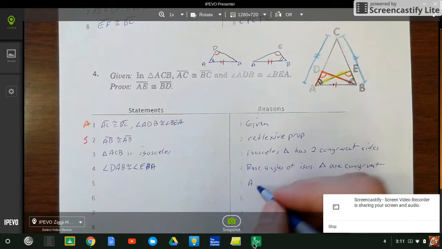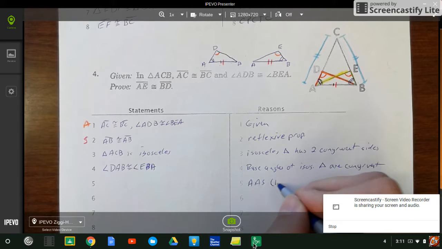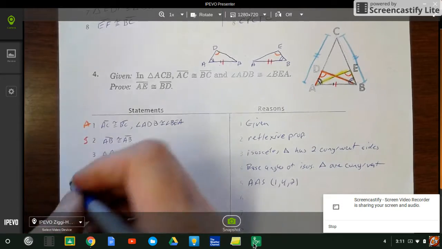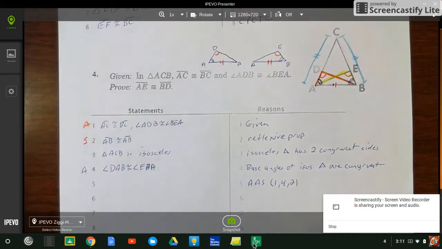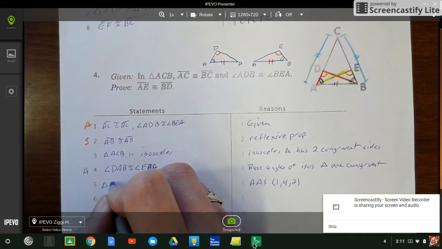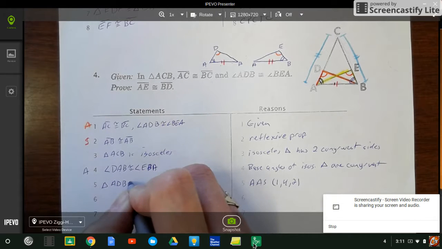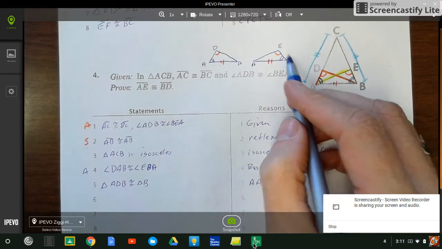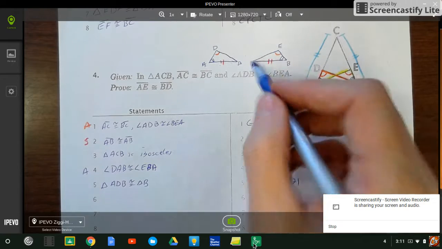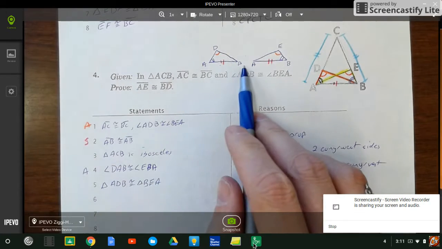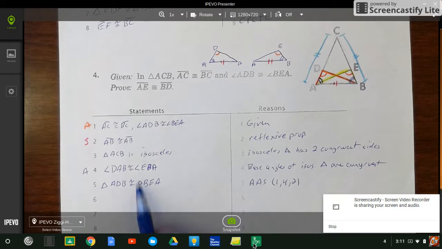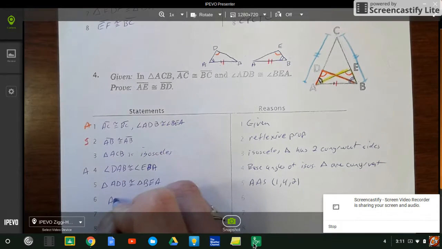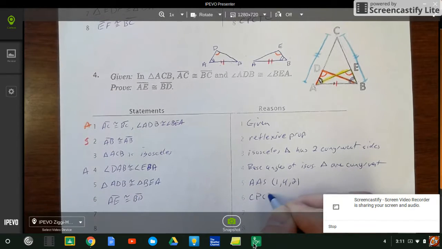Well, now I've got angle side from steps 1, step 4, and step 2, because right here is my other angle, which gives me my congruent triangles. Triangle ADB is congruent to triangle, name it carefully, BEA. See how drawing the triangles really helps you see it better? And now I got these two sides. So AE is congruent to BD by CPCTC.